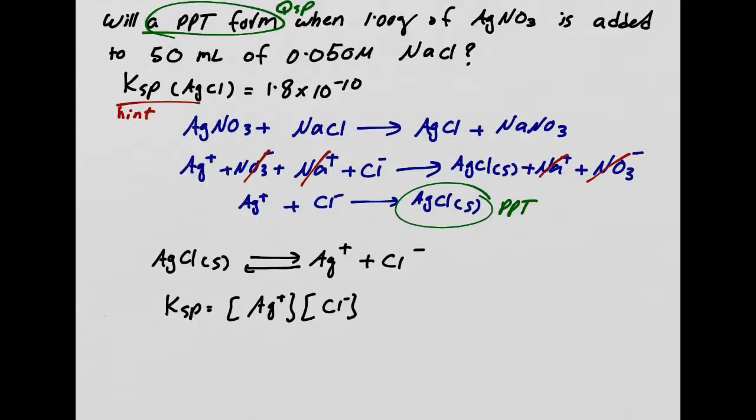Now, if you read this question, I'm going to go to the next page so I have more room. I need to figure out the concentration of Cl and the silver right now. I need to plug it in and then figure out QSP and then compare it to KSP, because QSP and KSP are the same formula, right? Okay, now my concentration of Cl is what? If you read the question, it would be 0.050 molar.